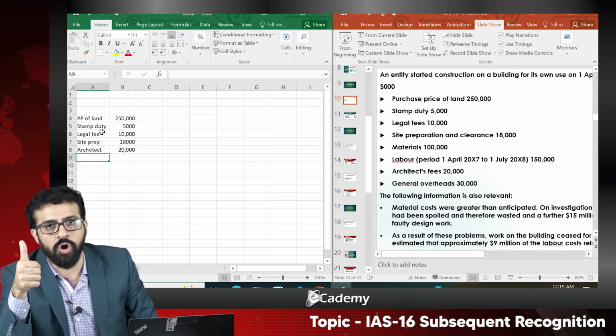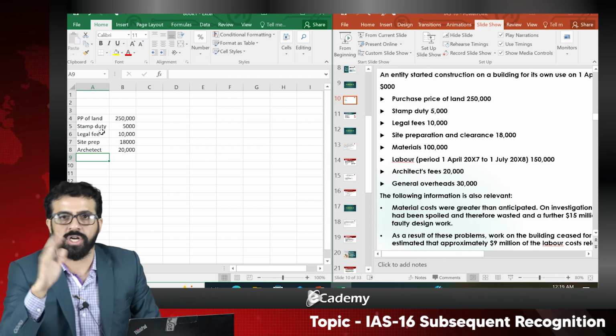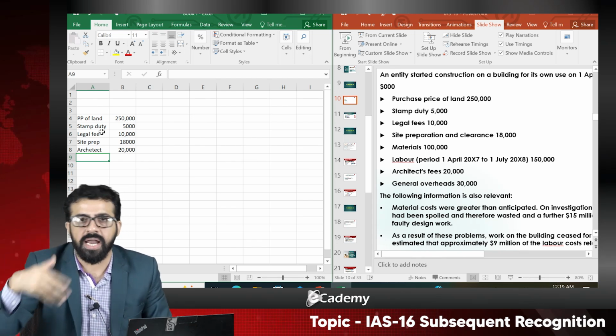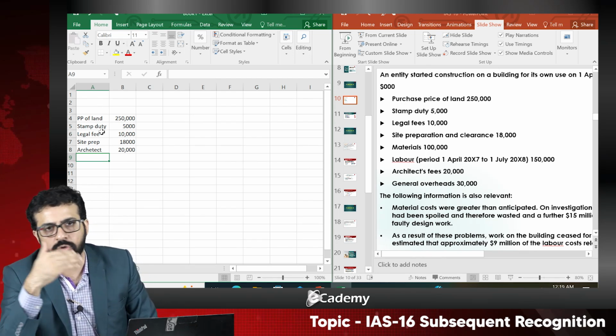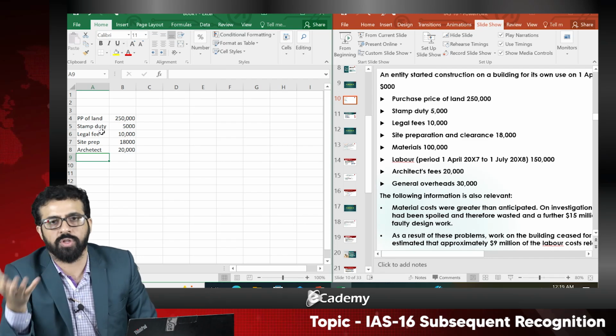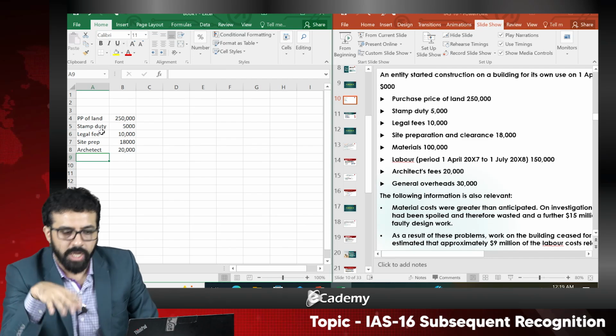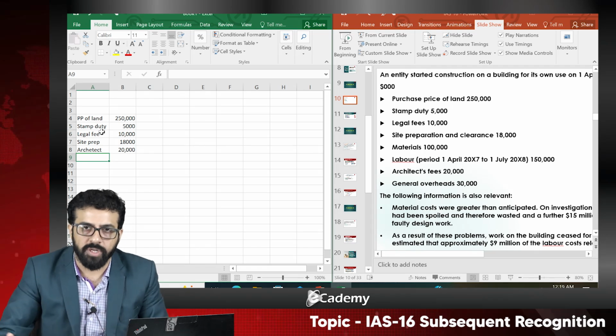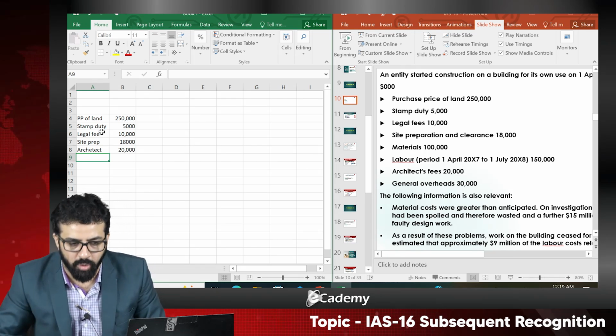For sure, we will not take into account the general overheads, because the general overheads would be incurred anyway, irrespective of whether you acquire this machine or not, or whether you start the construction of the building or not. So the general overheads will be applied anyway. So we will not take into account the general overheads.